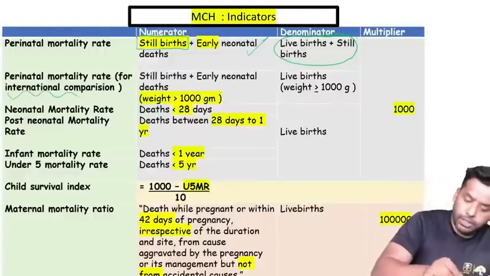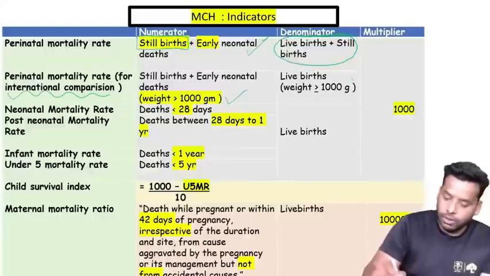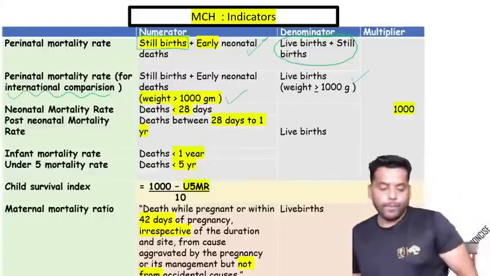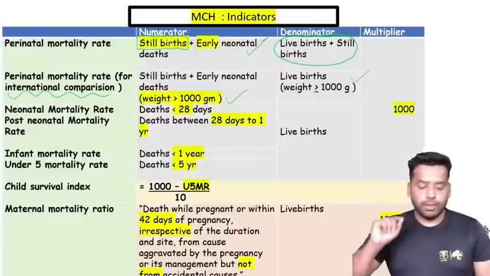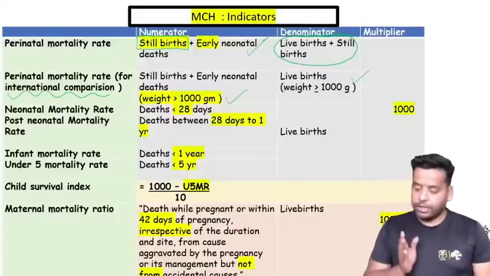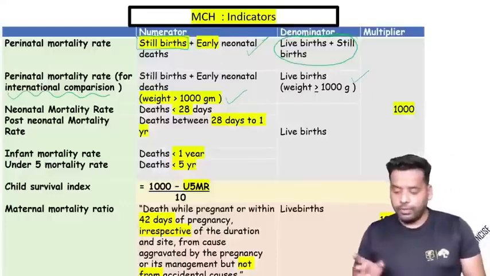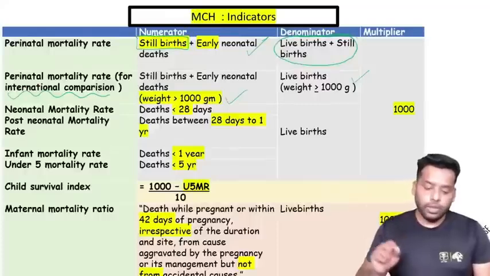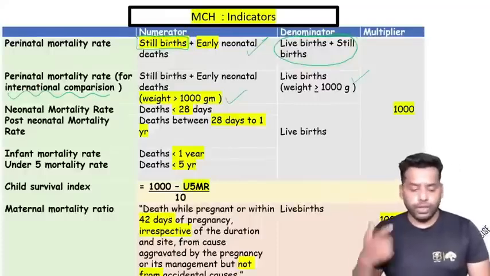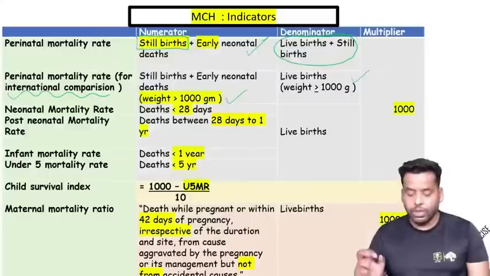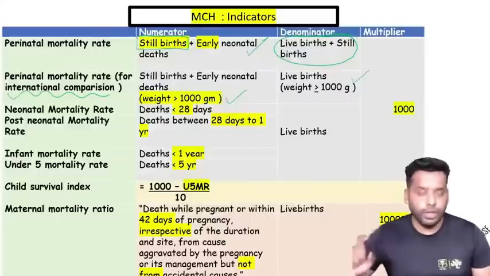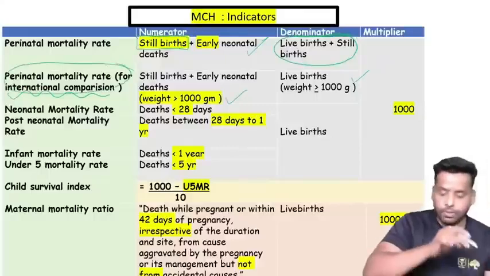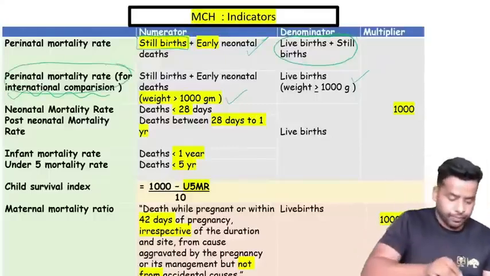If they mention international comparison, what do we include? What is that one more criterion we are including? Because some countries' periods of viability can be different, to nullify that factor, what do we include? Weight. Only those babies weighing more than 1 kg are included. This is for international comparison. See the question properly in the exam.